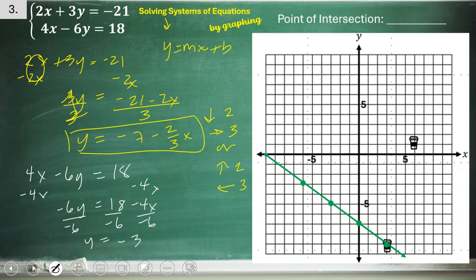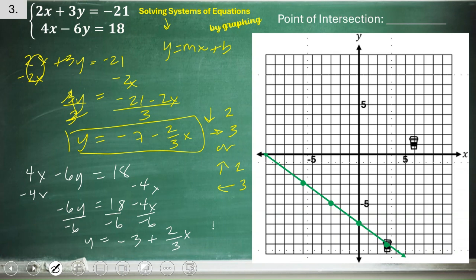And then we have 2 negatives. 2 negatives make a positive. And then 4 over 6 is a fine slope, but they're both divisible by 2. So I'm going to actually say it's 2 over 3 is my slope, because 4 divided by 2 gives me 2. 6 divided by 2 gives me 3, and then times x. So our slope is positive 2/3, and our y-intercept is negative 3.